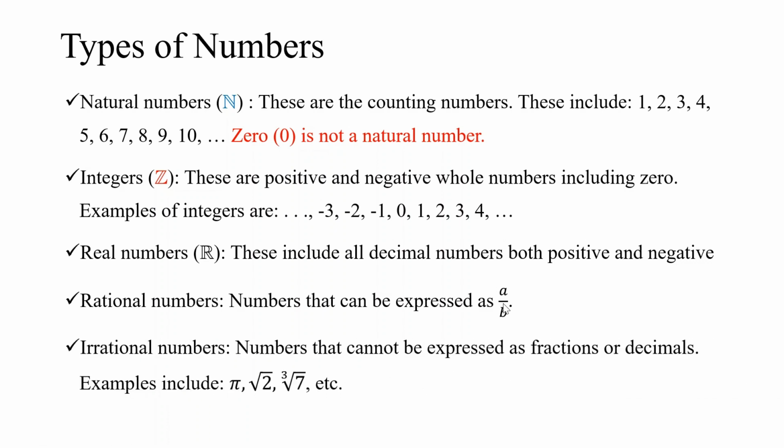What are irrational numbers? Numbers just the opposite of rational numbers. The opposite of rational numbers is irrational numbers. So numbers that cannot be expressed as fractions are called irrational numbers. Take note, numbers that you cannot break down and write as fractions are called irrational numbers.